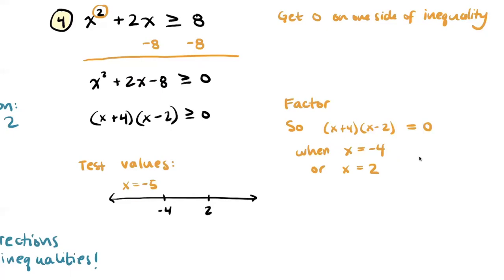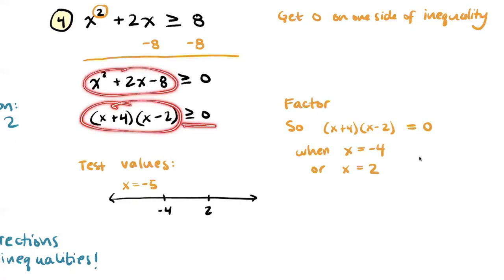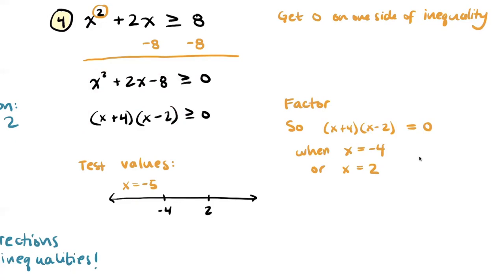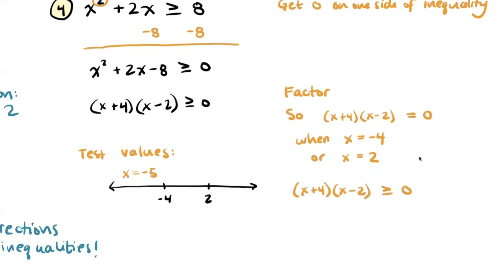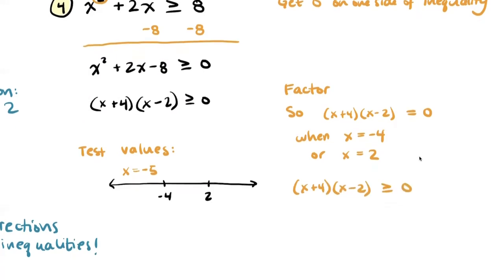Okay, and what we're going to do is plug in a -5 into either here or here and see if it makes this inequality true. So in other words, if it's positive. So let's plug into x plus 4 times x minus 2. We want this to be greater than or equal to 0. So let's plug in -5. I'm going to put a question mark here, like, is this true?